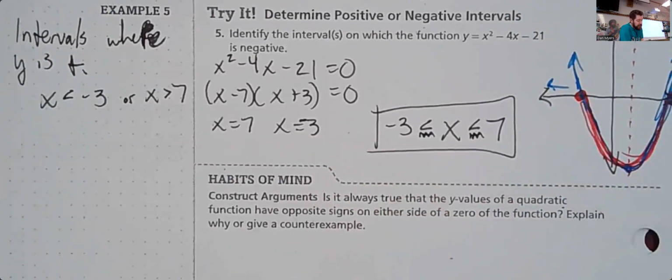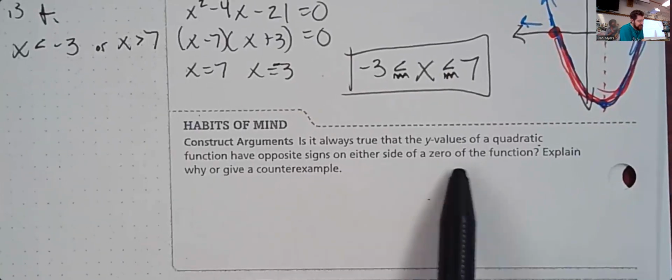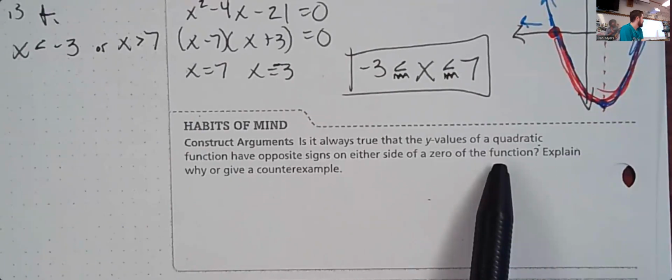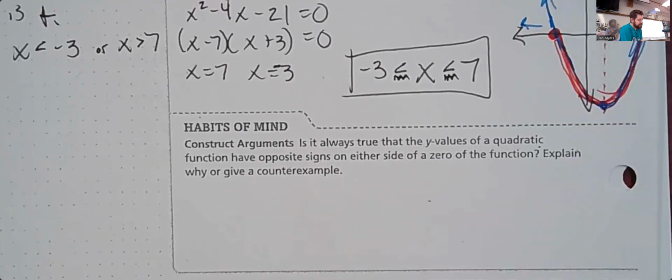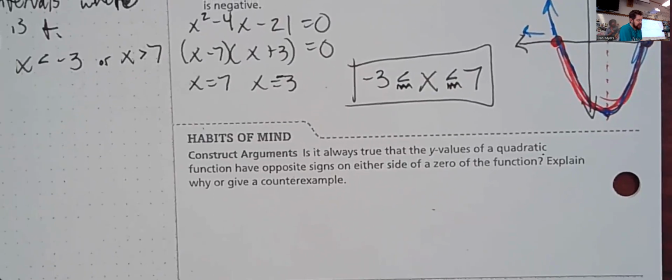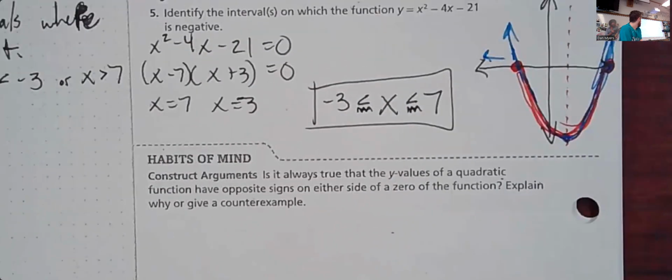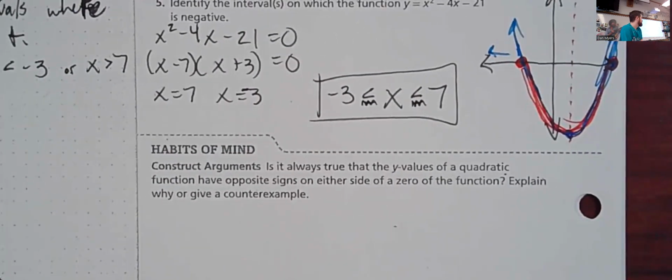Okay. Let's see. Is it always true that the y values of a quadratic function have opposite signs on either side of a 0 of the function? I would say yes to that. That would be my thought. We don't need to write it down, but it'd be nice to just talk about it real quick. I would say, yeah, that's probably true.